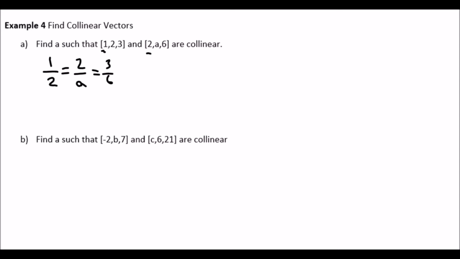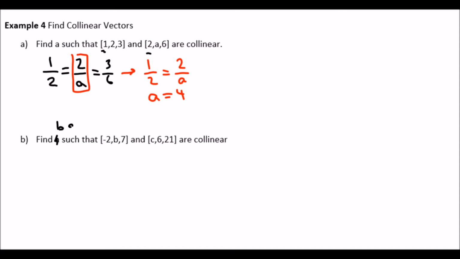I want to solve, of course, for A, and I can use either the first or the last ratio because I know the numerator and denominator to solve. So I'm going to use the first one because it's nice and easy. 1 over 2 is equal to 2 over A. So I cross multiply, so A is equal to 4. So when A is 4, the two vectors are collinear. If A is not 4, then they're not collinear. We'll continue with the next one. So here's the next one. Find A such that, no, it shouldn't say A, it should say B and C.